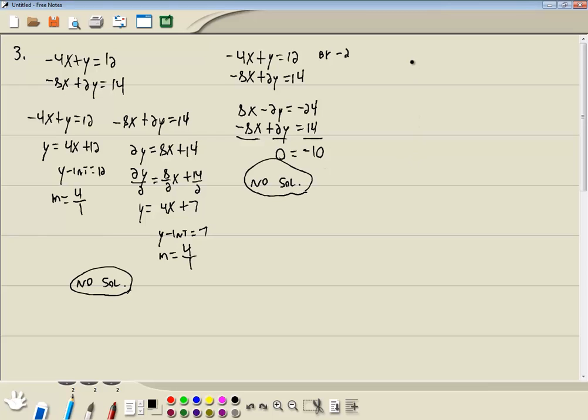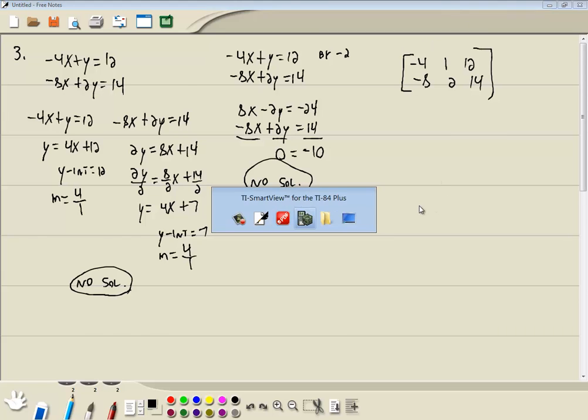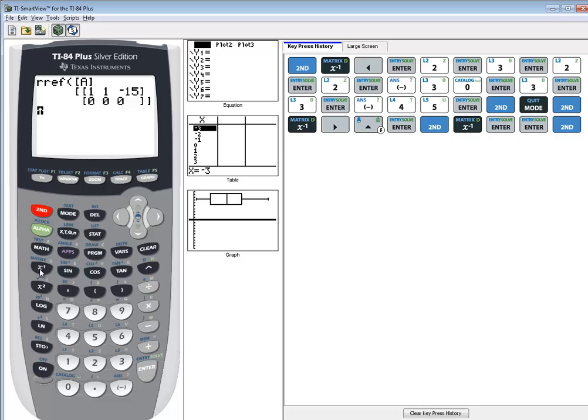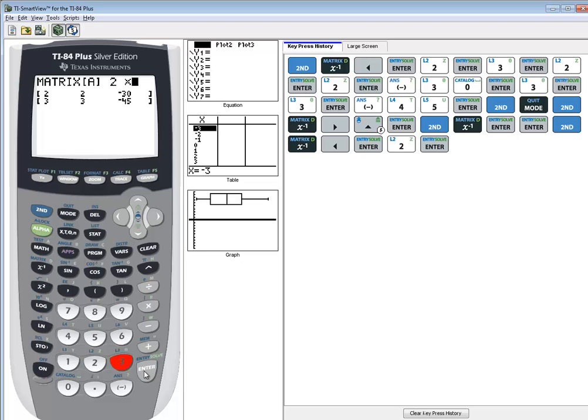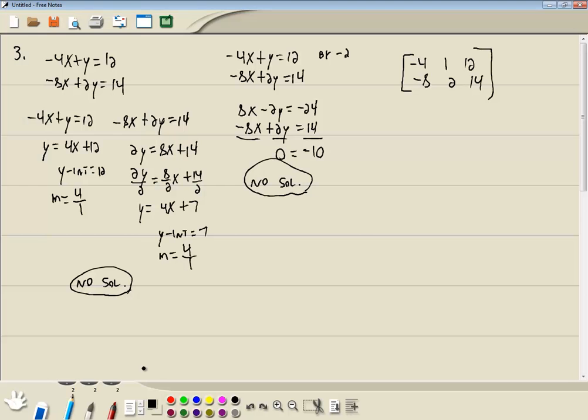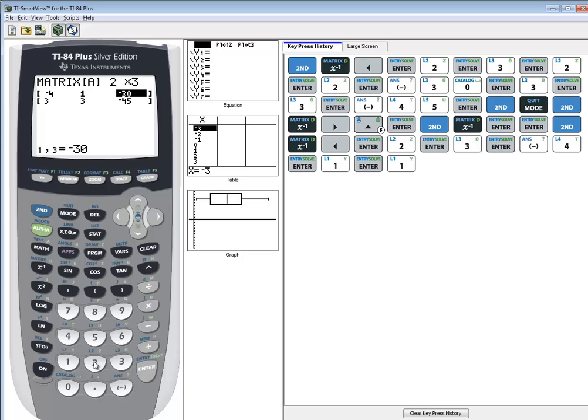Okay, on the calculator. Working with this system of equations, I'll drop the variables, keep the numbers and their signs. Still a 2 by 3. Everything in this section is a 2 by 3. So I'll go and put it in. I'll do second x negative 1. Go over to edit, enter on A, 2 enter, 3 enter. And I got negative 4, 1, 12. Negative 8, 2, and 14.